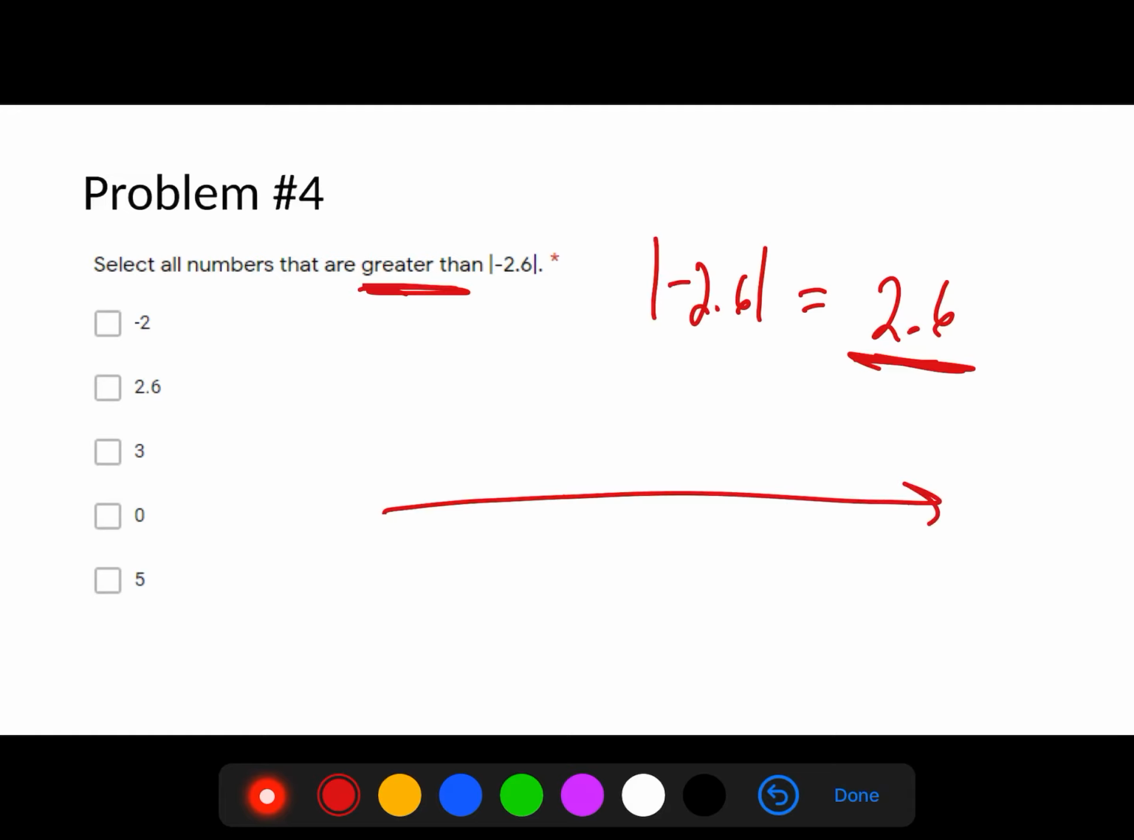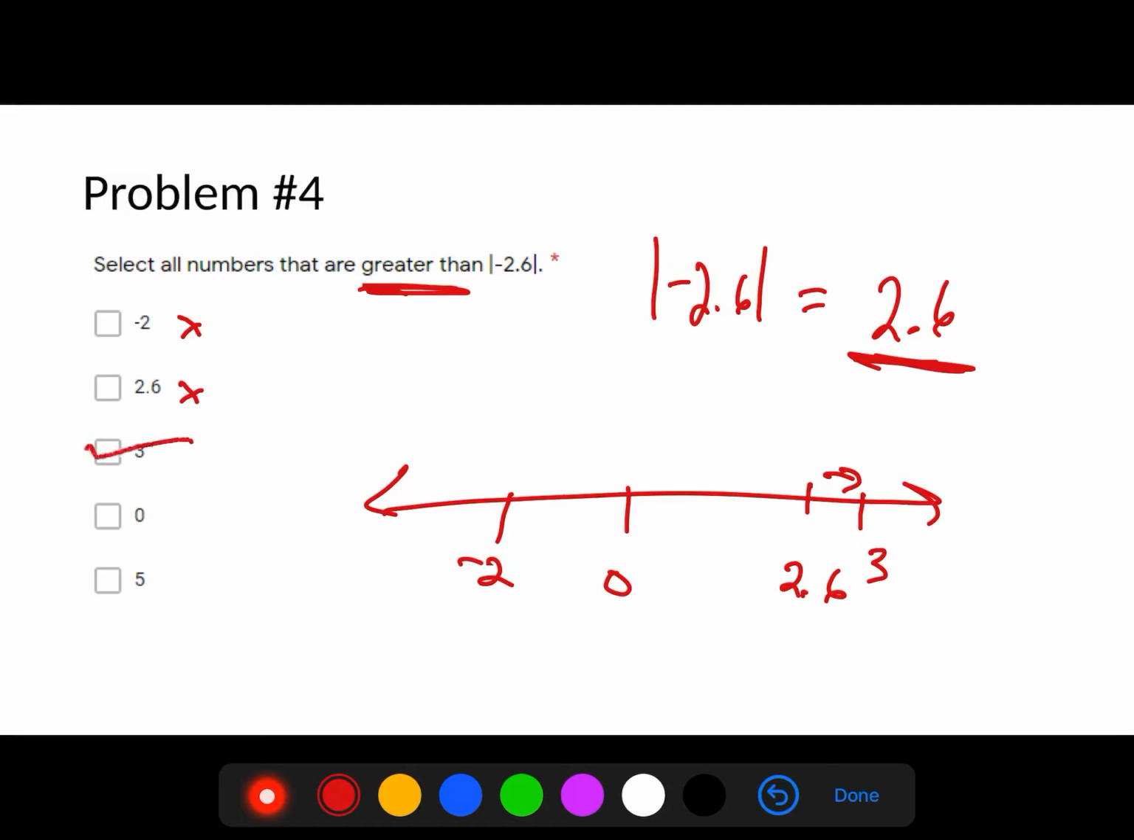So if you, again, in a number line, right, the 0, 2.6 is somewhere over here. So negative 2 is somewhere over here. Negative 2 is to the left of 2.6, so not that one. Positive 2.6 is exactly at 2.6, so not that one. It's not greater than 2.6, it's exactly 2.6. 3 is somewhere over here. 3 is to the right of 2.6. So yes, this one is greater than, because if a number is to the right, it's greater than that number.